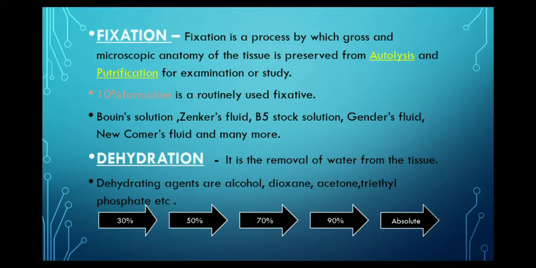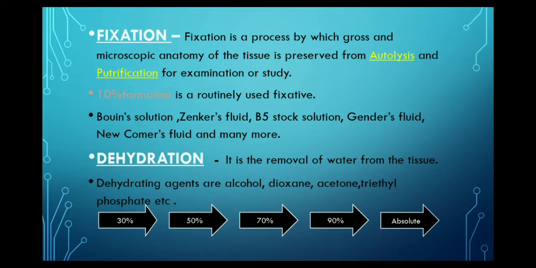Both the autolysis and putrefaction follow rapidly upon death of the cell and after removal of the specimen from the body. This causes the disappearance of nuclei, cloudiness of cytoplasm, and the cell loses its staining properties. These changes of the cells can be prevented by adding some chemical substances called fixatives. So fixation is a process by which gross and microscopic anatomy of the tissue is preserved.